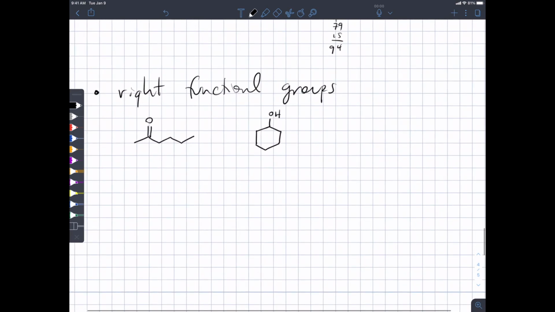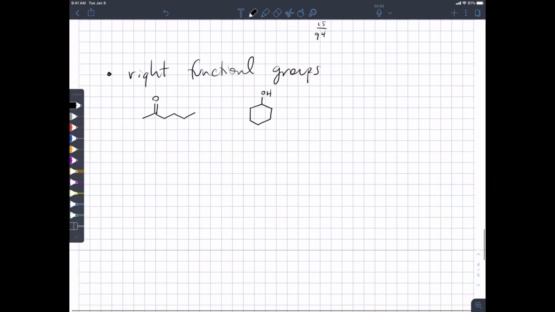So these two molecules have the same molecular formula, same molecular weight, but they differ in functional groups, right? One of them has a carbon-oxygen double bond, the other has a ring and an OH group. And there is a fairly inexpensive technique that can be used to distinguish between these two options, and this is infrared spectroscopy, or IR. Again, there's some physics here that we won't get into.